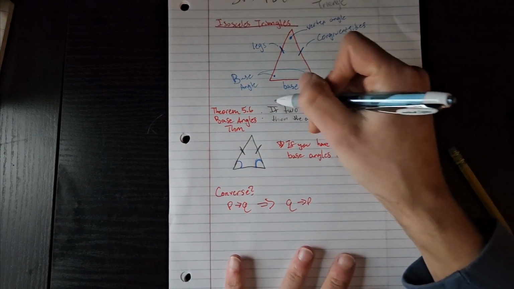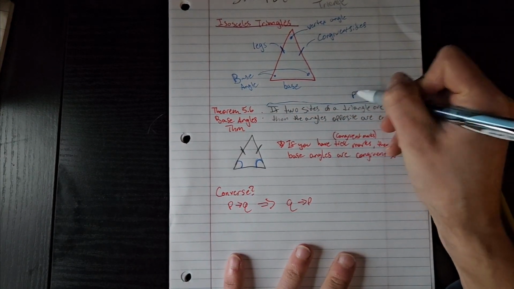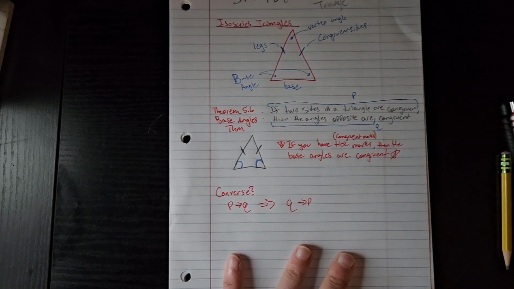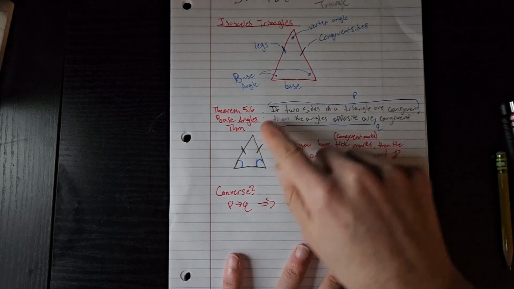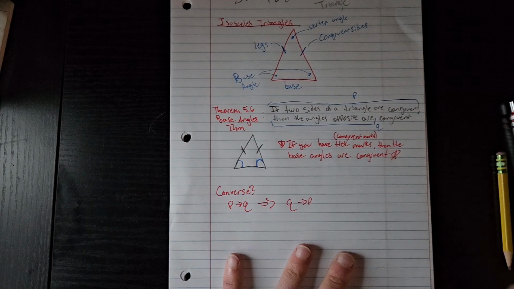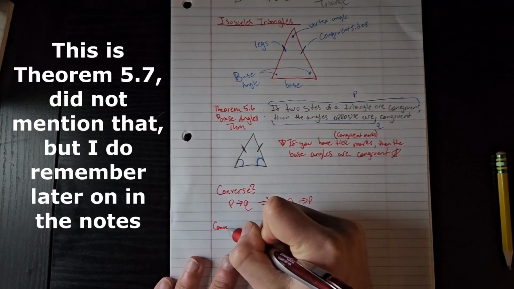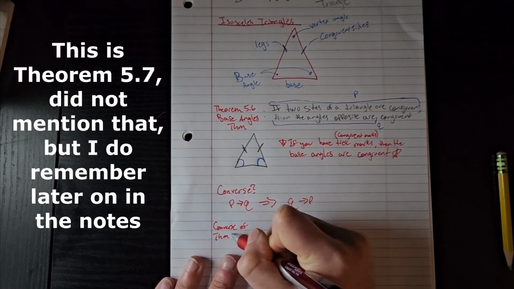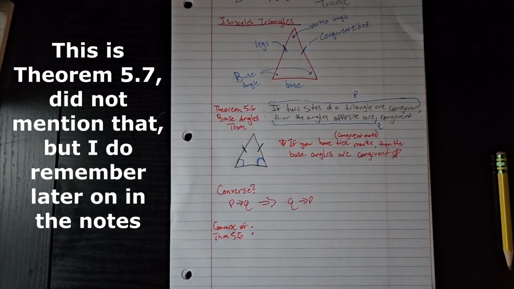So take for instance, this is our P, this is our Q. I forgot about the congruency. The congruent, this is part of the Q too, but we're flipping our P and Q around for our converse for this statement. So I'm going to write converse of theorem 5.6, because that is a lot less writing than what's in my notes.